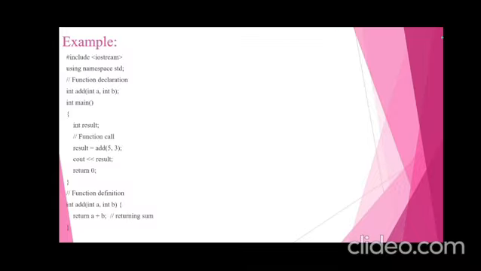Inside the main function, a variable result is declared to store the output. The function is then called using result = add(5, 3), where the values 5 and 3 are passed as arguments to the function. The returned value is stored in the variable result and displayed using cout. After that, return 0 indicates successful execution of the program. The actual function definition is written after the main function, where the function add takes two parameters and returns their sum.